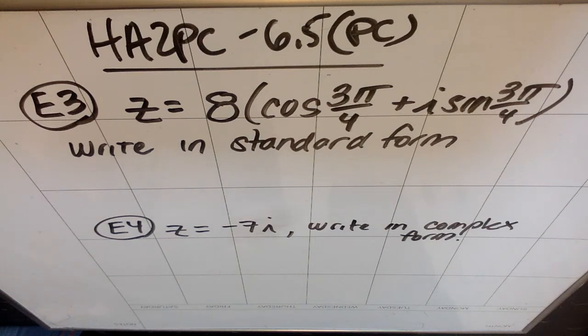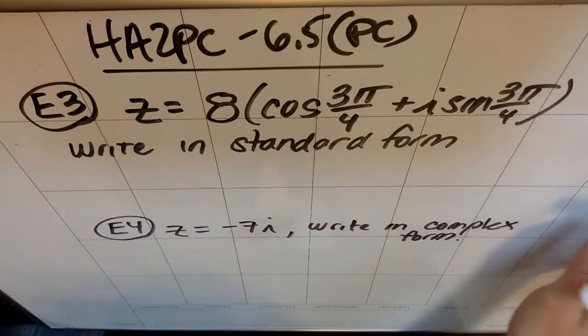sometimes make it feel harder because you don't have to do all the same steps you would have to do in a traditional problem. So example 3. Z equals 8 times the quantity cosine of 3 pi over 4 plus i sine 3 pi over 4. Write this in standard form. So this is basically just applying your unit circle knowledge of what the cosine of 3 pi over 4 and the sine of 3 pi over 4 are, and then distributing the 8.